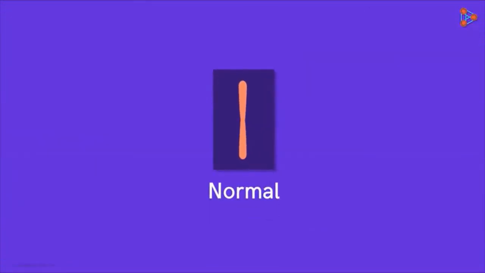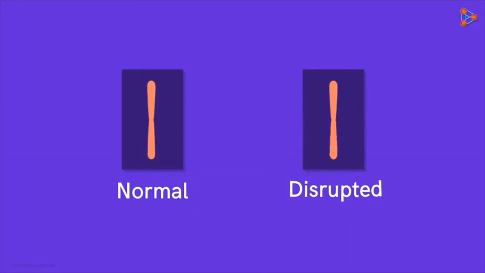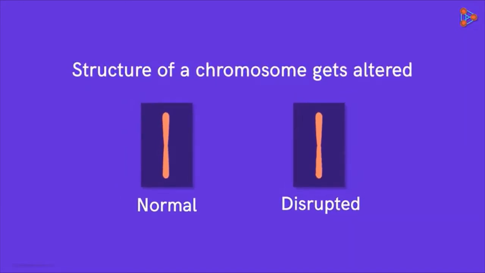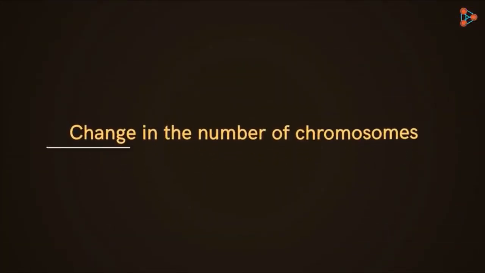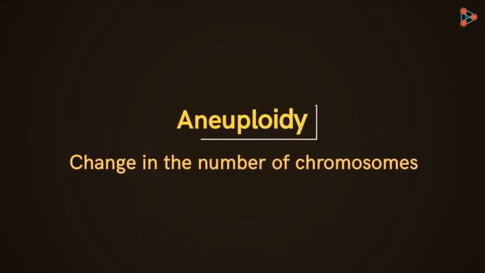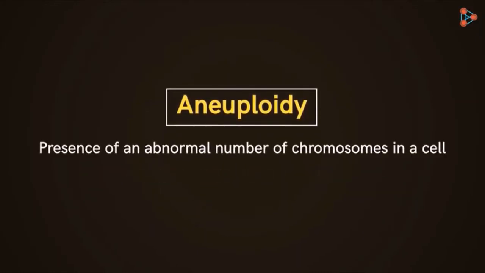This is a normal chromosome, while this is a disrupted one. When the structure of a chromosome gets altered, it's called chromosomal aberration. We have seen this. Now let's move on to the second type. It's the mutation that involves a change in the number of chromosomes. It's called aneuploidy. In literal terms, aneuploidy means the presence of an abnormal number of chromosomes in a cell.